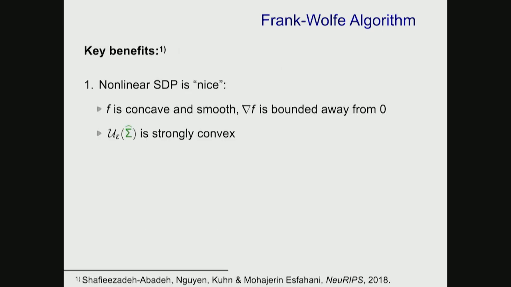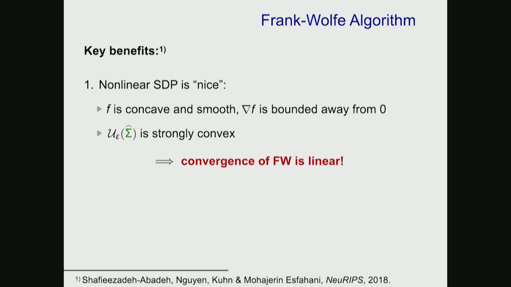And this algorithm has two key benefits. The first one is that the nonlinear STP we're solving is a very nice one. It has two important properties. The objective function is concave, it is smooth, and the gradient is bounded away from 0. Moreover, the feasible set can be proved to be strongly convex. And for these reasons, one can prove that the Frank-Wolfe algorithm offers a linear convergence rate. So it will converge quickly.